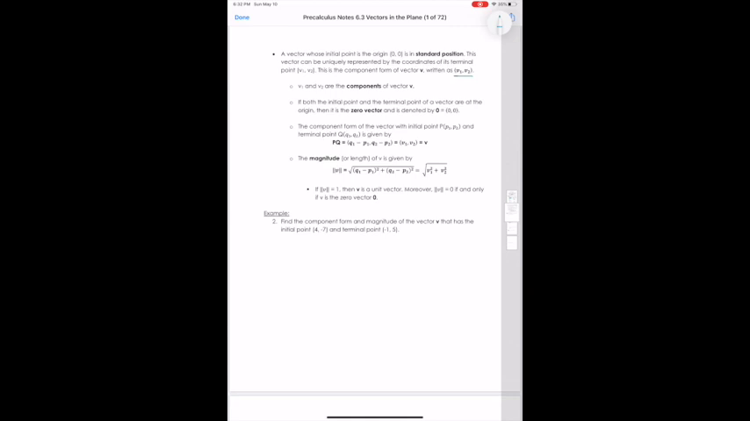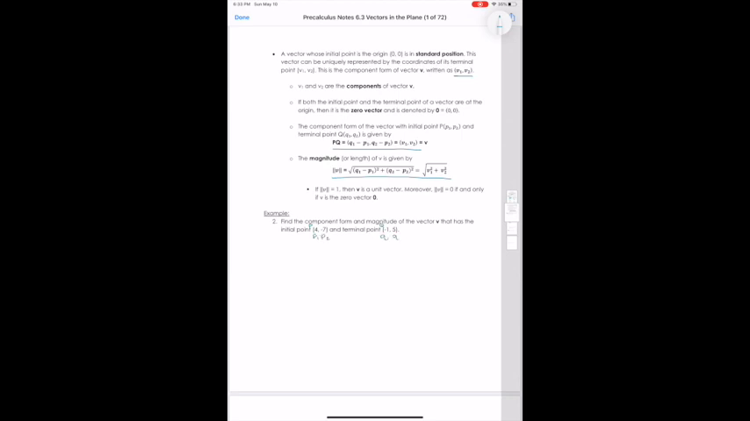The component form is given by PQ equals, this bold formula, Q1 minus P1, comma, Q2 minus P2. So it kind of seems like the distance formula. And then the magnitude is given by the distance formula again, which ends up giving us the square root of V1 squared plus V2 squared. When you subtract the x's and the y's, it's called V1 and V2 in those pointy brackets. So if you've already found that, you can find the magnitude more easily.